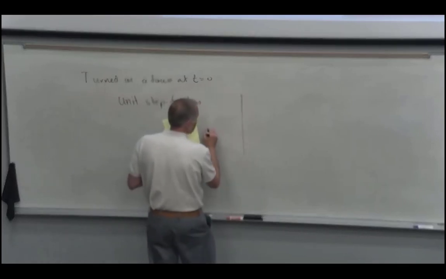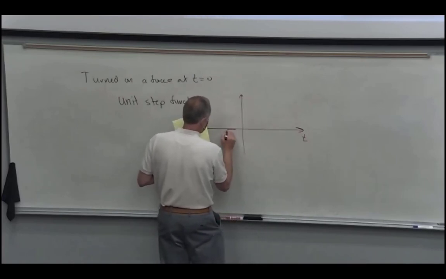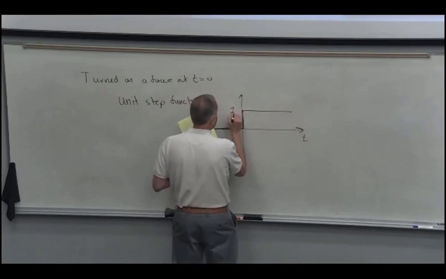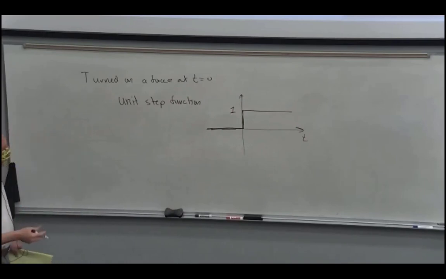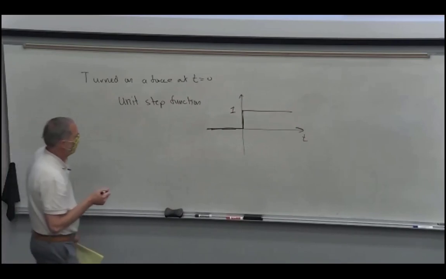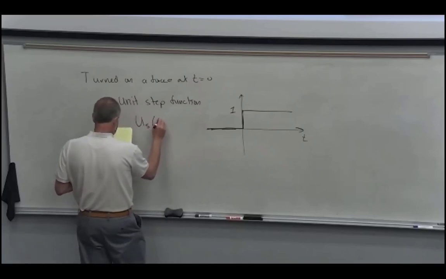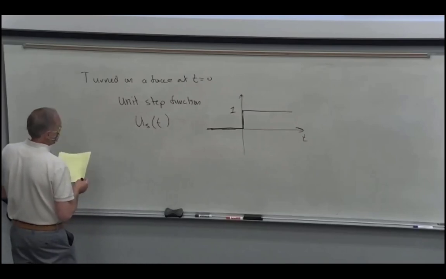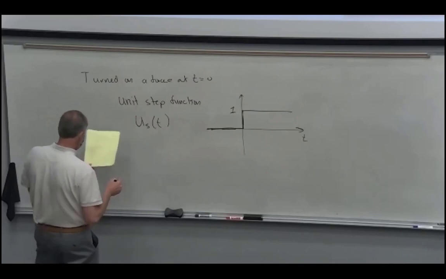So we want to be able to Laplace that kind of thing because we want to be able to do those kind of inputs. And so the unit step is a function that's zero all the way up until t equals zero, and then it goes up to one. And then we could get our 25 force by just doing 25 times this thing. And it's called u s of t, the step. So it's zero except for time bigger than zero.